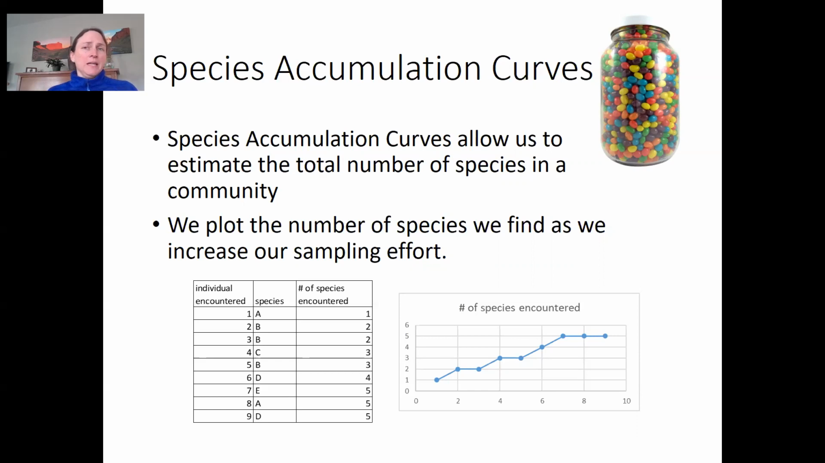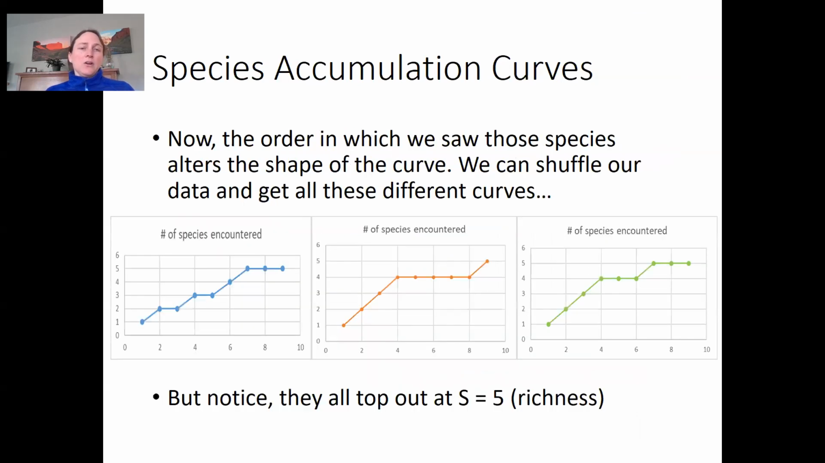Now, it could have been that I encountered these species in a different order. So I can take the same data set, and if I shuffle the species column, then I might get 3 different curves. I just shuffled these A's, B's, and C's, and I plotted the encounter curves. And what you can see is they look kind of different, right? I'm encountering species in different ways, but they all start at 1 and they all end at 5.